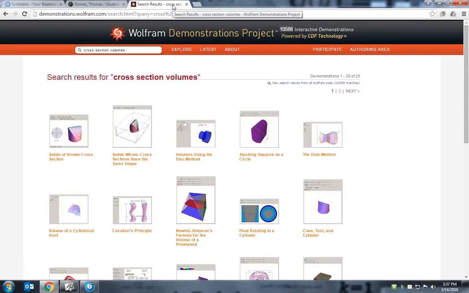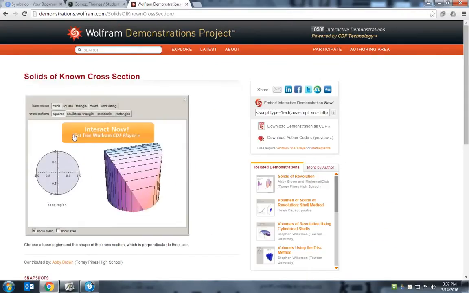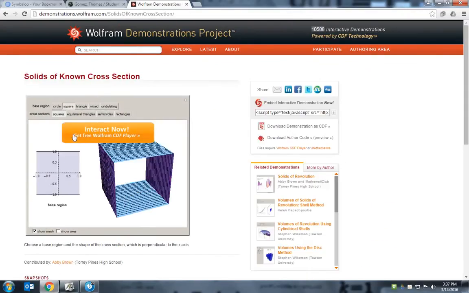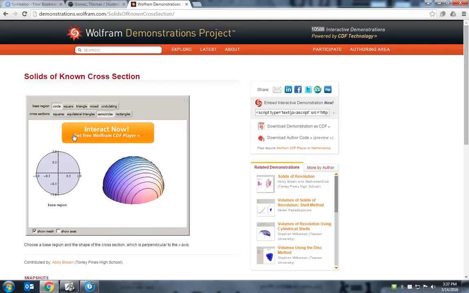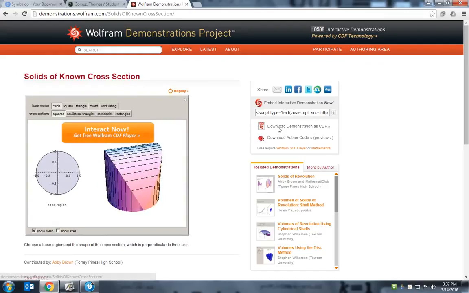We're going to look at different cross-sectional volumes that they have programs for on this website. I'm clicking on this particular one because there are many different ones I want to show you as an introduction. I'm going to click on this download demonstration as CDF right here. It's free, but if you want to upload this software to your home computer, you're more than welcome to. I clicked on that, and then I'm going to open it and show you what the program looks like, because you're able to interact with it.